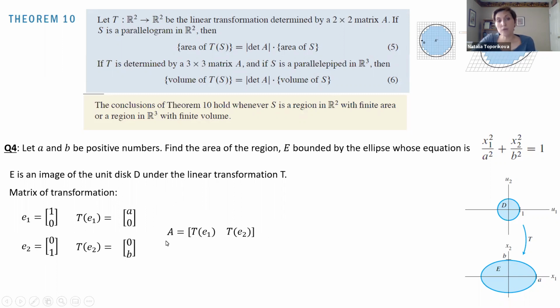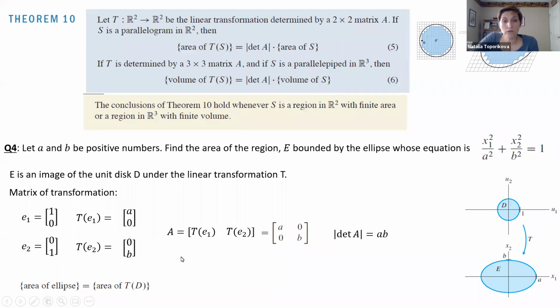So we have 2 images of our unit vectors. To find the matrix of the transformation, we just compile them into a single matrix, which happens to be pretty simple here. And the best part, we can find the determinant by just multiplying the diagonal elements, and it will be equal to AB, the product of the major and minor axes of our ellipse.